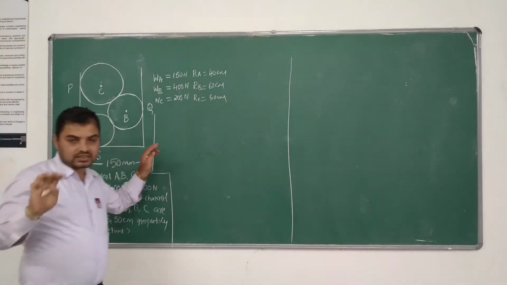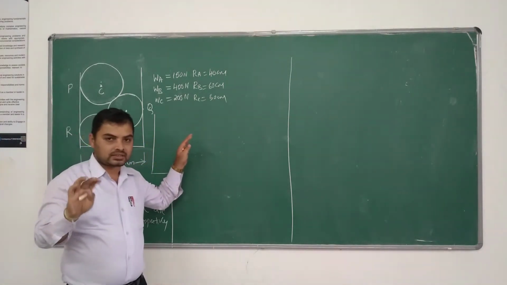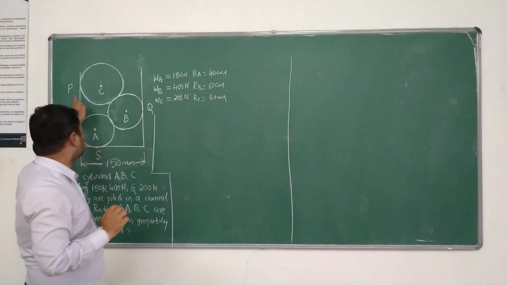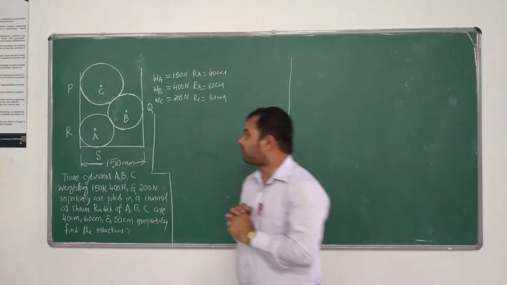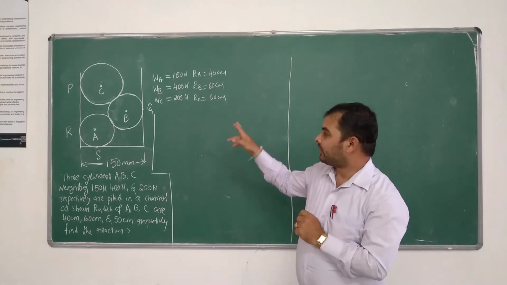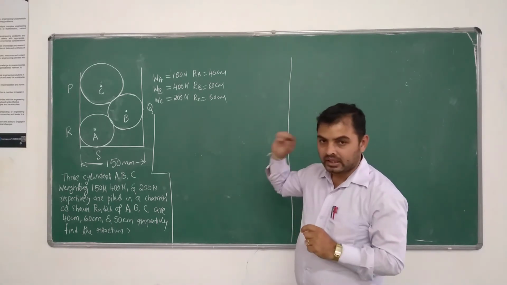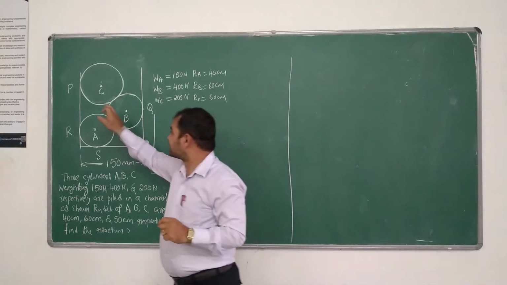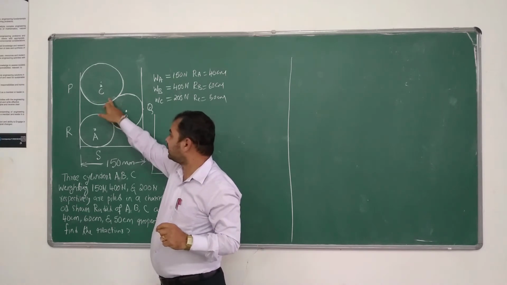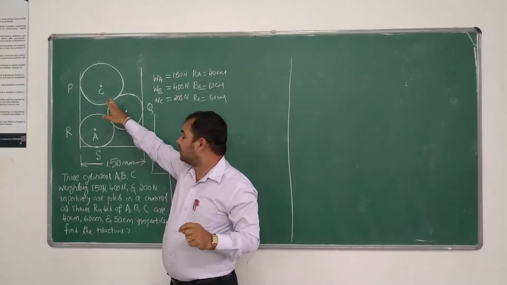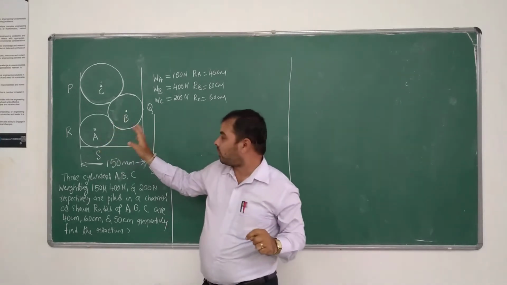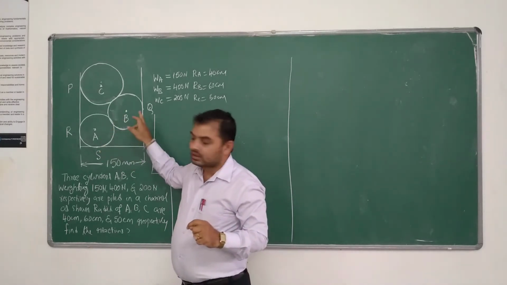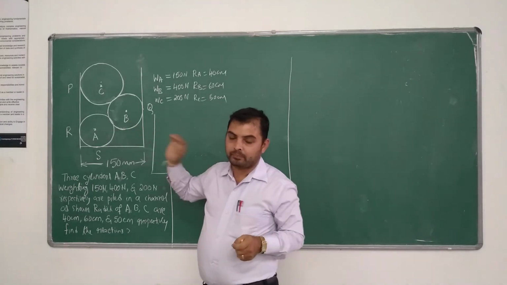So the weight of the cylinders is given, and the radius of the cylinders is given. We have to calculate the reactions at the contact points. What are the contact points? You can see P, Q, R, S. In addition to that, the cylinders C and B have a contact point, which we can call R_CB, and cylinders A and B have a contact point, and we can call that reaction R_AB.